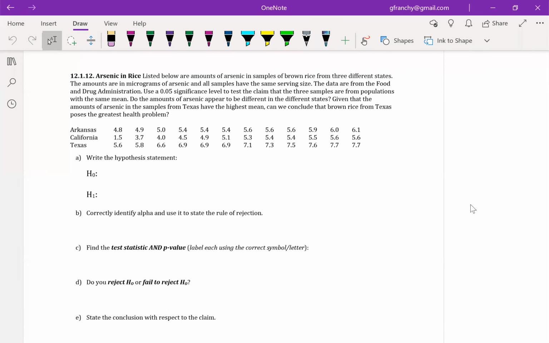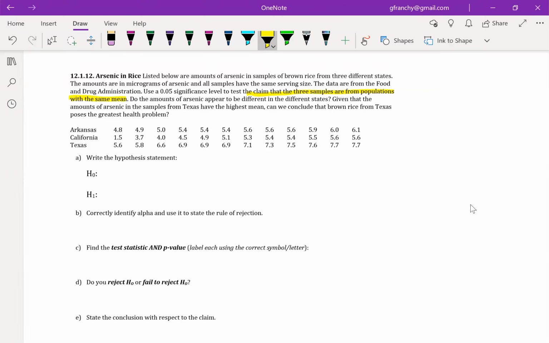So we're going to take a look at exercise 12 out of 12.1. Below are the amounts of arsenic in samples of brown rice from 3 different states. The amounts are in micrograms of arsenic, and all the samples have the same serving size. The data is from the Food and Drug Administration, and they want us to use a 0.05 significance level to test the claim that the 3 samples are from populations with the same mean.